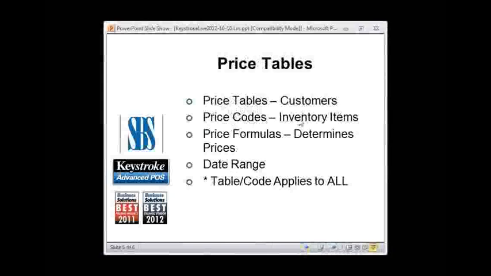The price code goes on the inventory record. Price formulas underneath each of the tables determine the prices. You can do a date range on any or all of them. And anything that's contained in the asterisk price table, or with an inventory item that has an asterisk, if you have a formula set up in the asterisk price table using the asterisk price code, it's going to apply to every item in your database and for all your customers.